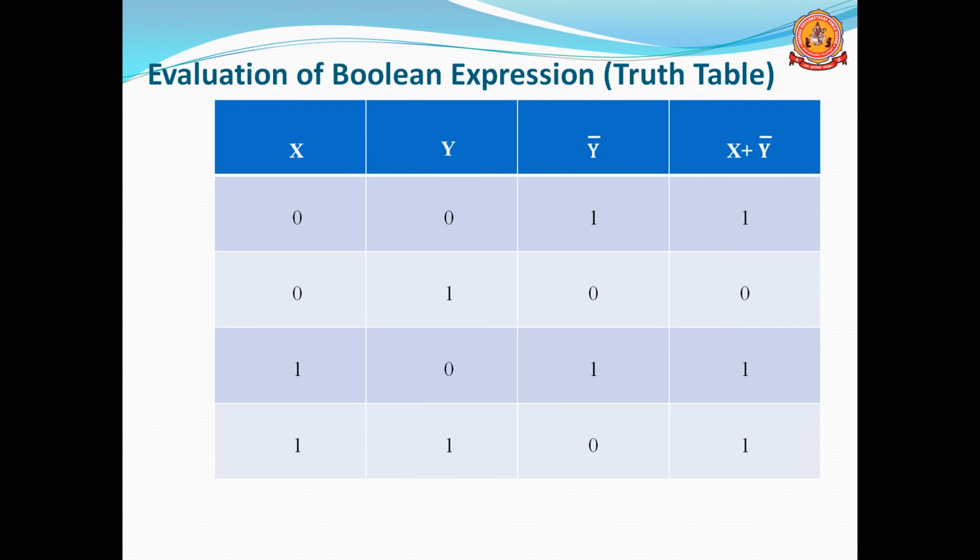So you can see the final column is based on x and y dash. We have to OR x and y dash, which means we have to add x plus y dash. So 0 plus 1, normally say 0 or 1, means 1. 0 plus 0 will be 0. 1 plus 1 is 1. 1 plus 0 is 1. So that is the truth table for the statement x plus y dash.